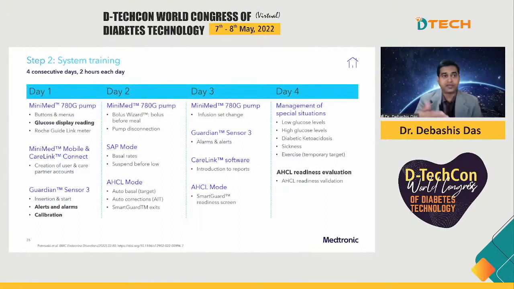And step two was 4 consecutive days. Day one was the 780G pump, buttons and menus, glucose display reading, then the mobile and app connection, then sensor insertion, alerts, calibration. Day two was more on the bolus wizard, pump disconnection, SAP mode, basal rate, suspend before low, then the different modes, auto basal target, AITs. Day three was more about CareLink, sensor and infusion set change, and day four was managing their own situations, like if the patient goes into low glucose, high glucose, ketoacidosis, sickness, exercise, anything on that.